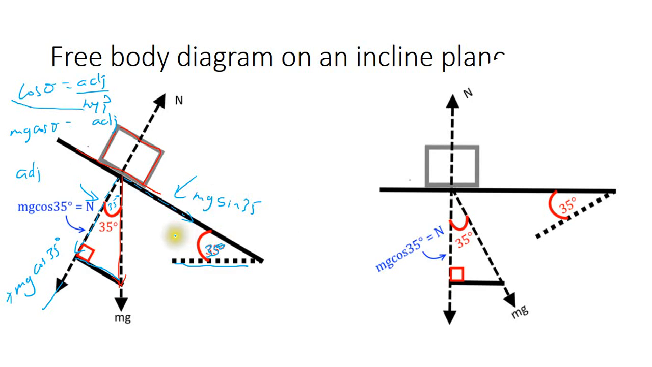So with this being said, what you will understand is that because the normal reaction force is a force that is opposite to the downward force that acts directly downwards, we can realize that the normal reaction force is equal to mg cos 35.